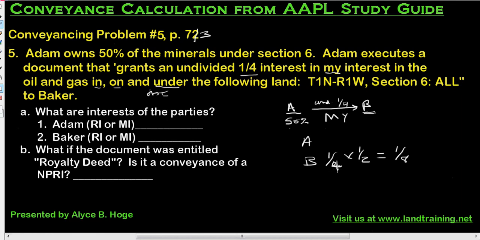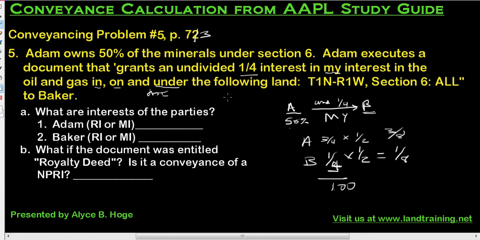Now A is entitled to 3/4 of this 50%. He gave 1/4 of the 50% to B. That leaves him with the remaining 3/4. 3/4 plus 1/4 is going to equal 1. So we're looking at 3/4 of 50%, 3/4 of 1/2. 3/4 goes to A, B gets the other quarter. Okay, that means A's interest is going to be 3 times 1 is 3, and 4 times 2 is 8.